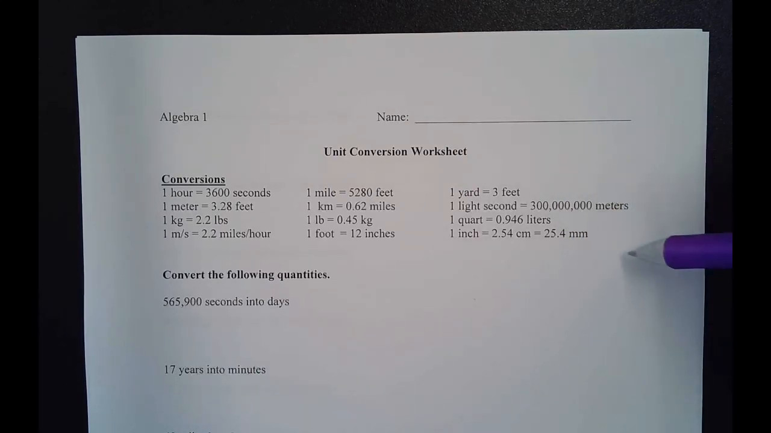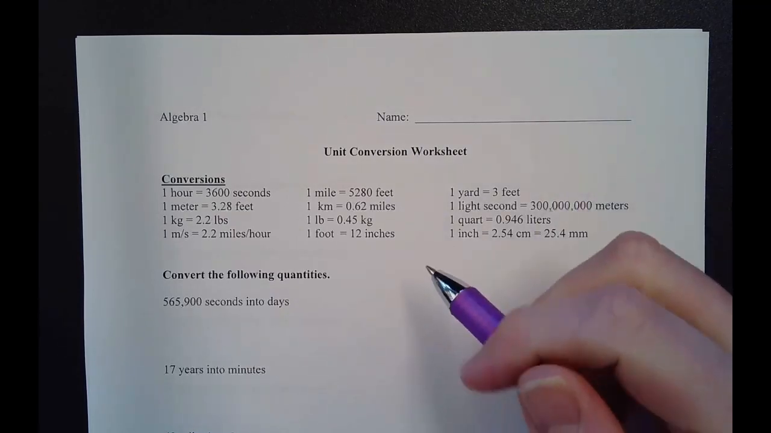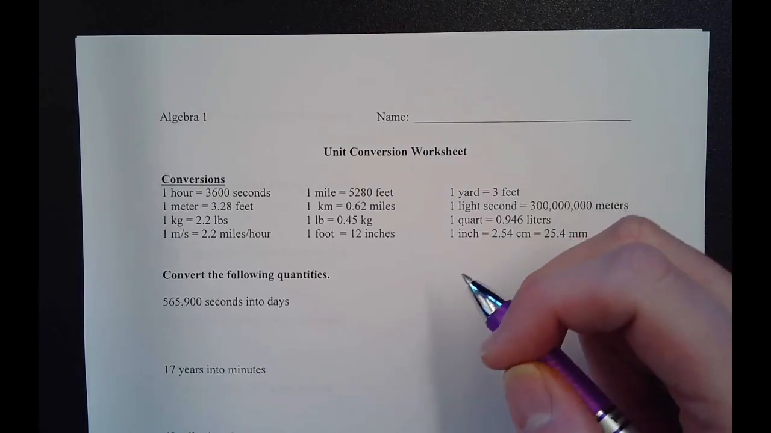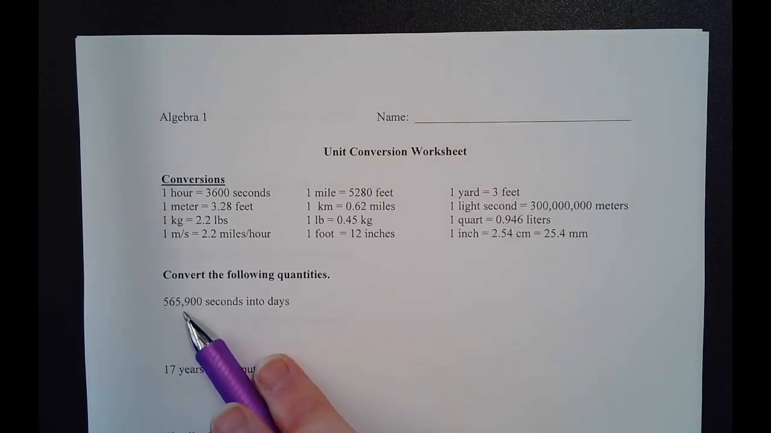We've got a bunch of conversion factors. I'll show you how to use those to convert from units to units. I'll show you a general approach that will work always regardless of the units you're talking about. So, the first problem here is we have 565,900 seconds, and we want to convert that into days.